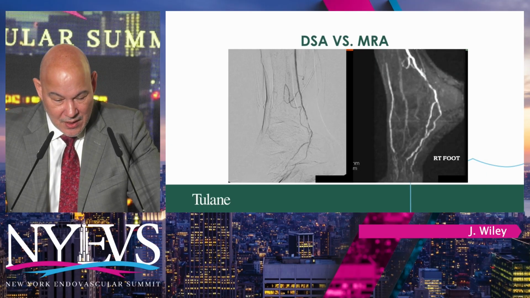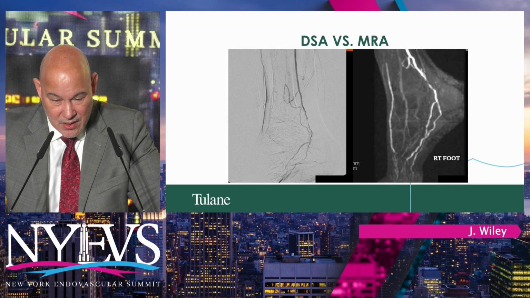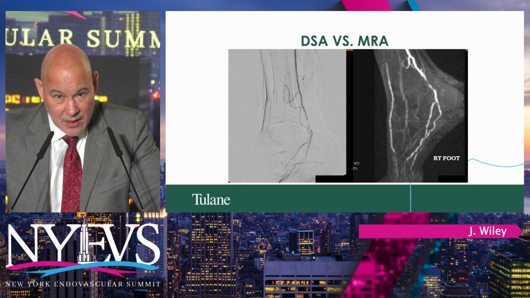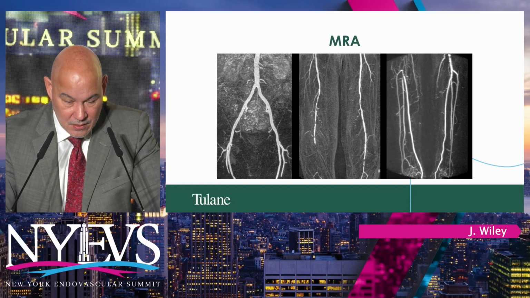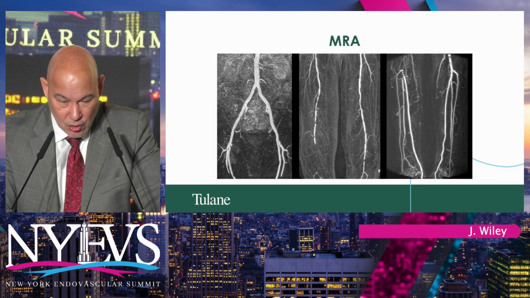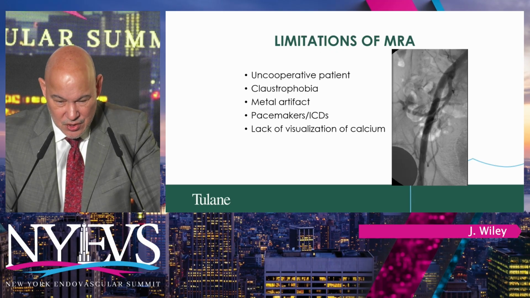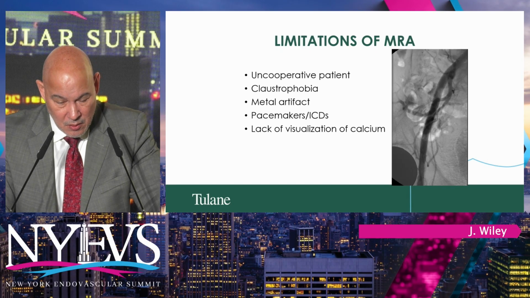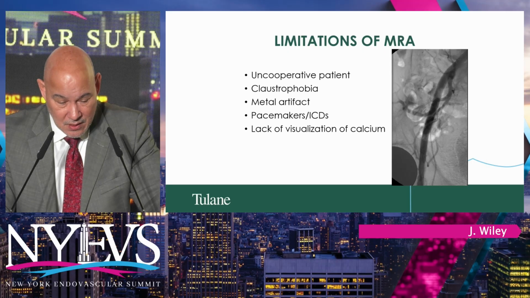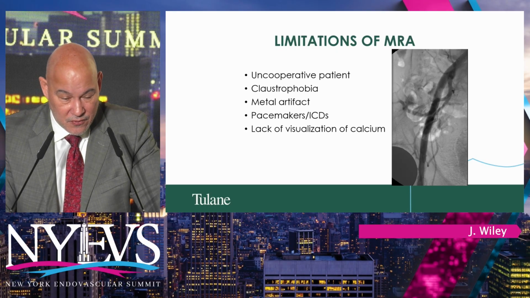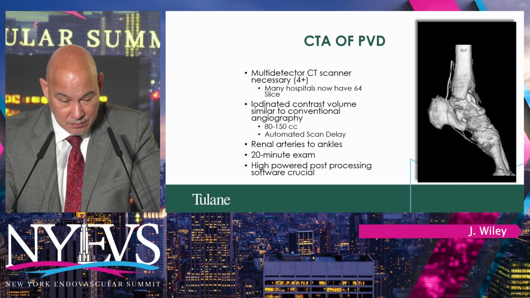As you see here, we're comparing on the left side DSA, on the right side MRA. They're almost as precise in identifying significant disease. And you see here excellent accuracy in determining areas of occlusion. Limitations of MRA are the ones that we all know. Metal, especially in patients who have very old pacemakers and ICDs. The new ones are compatible, but you never know what your patient has. Obviously, calcification is always a problem, and patients who are uncooperative will have claustrophobia when you put them in the MRI tunnel.